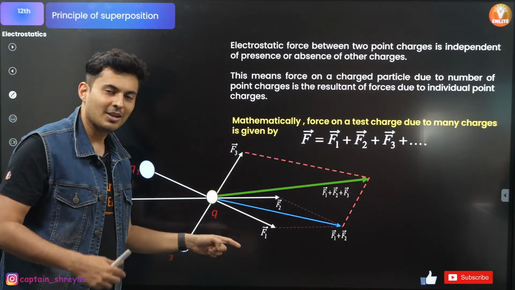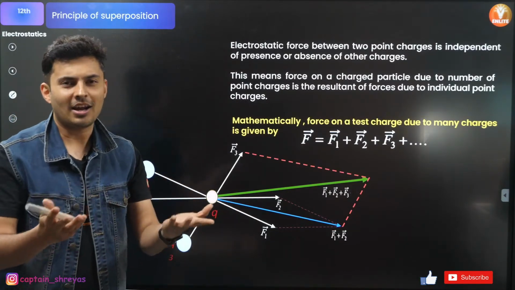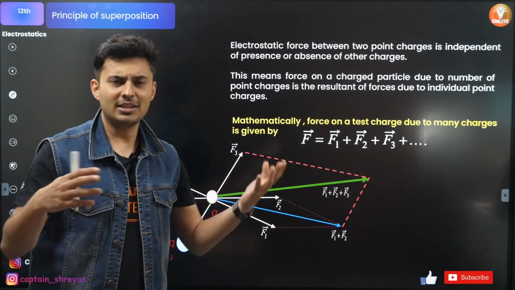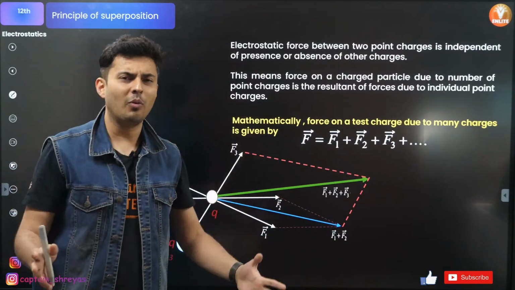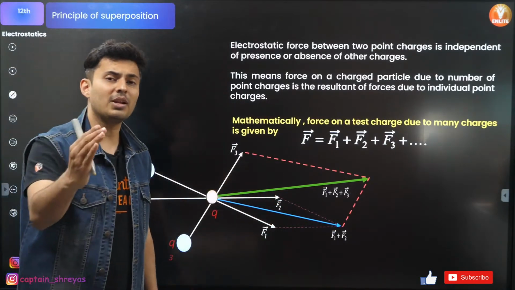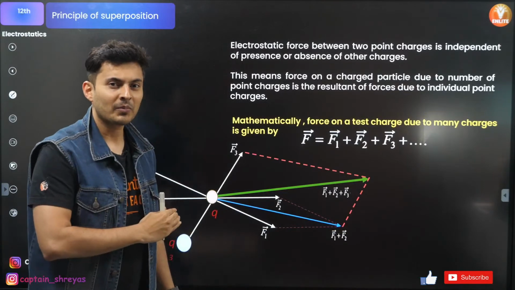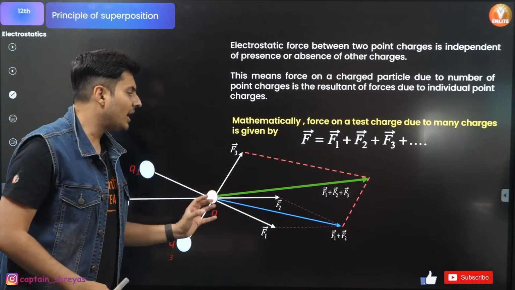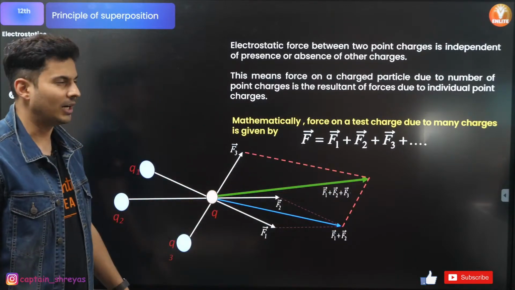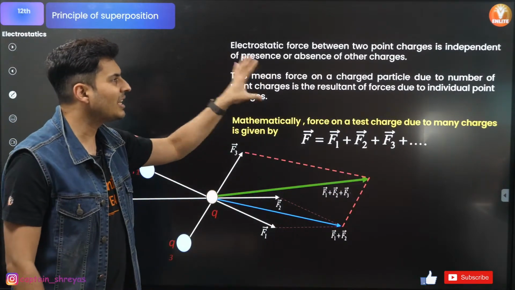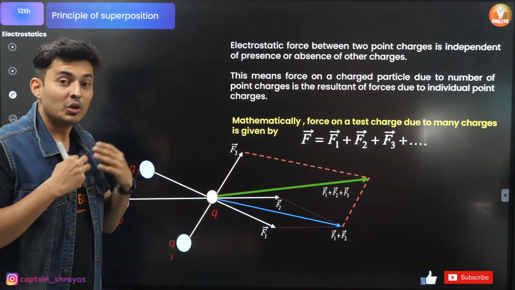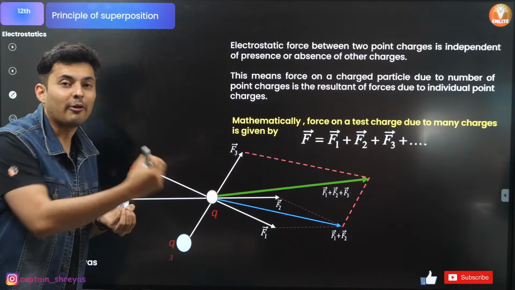All these forces together. How do you add forces? Triangle law, polygon law, vector resolution, IJK components, whatever technique you want to use, whatever you have studied in the 11th grade. Use those and you can find the net force acting on that charged particle. This is basically called the principle of superposition, meaning superimposing each effect.